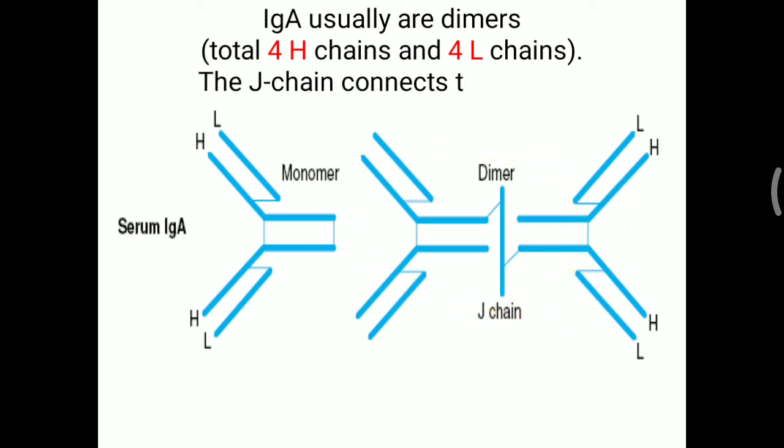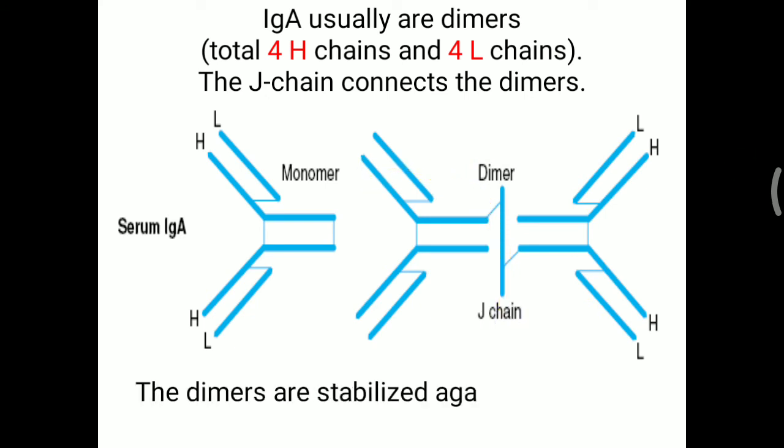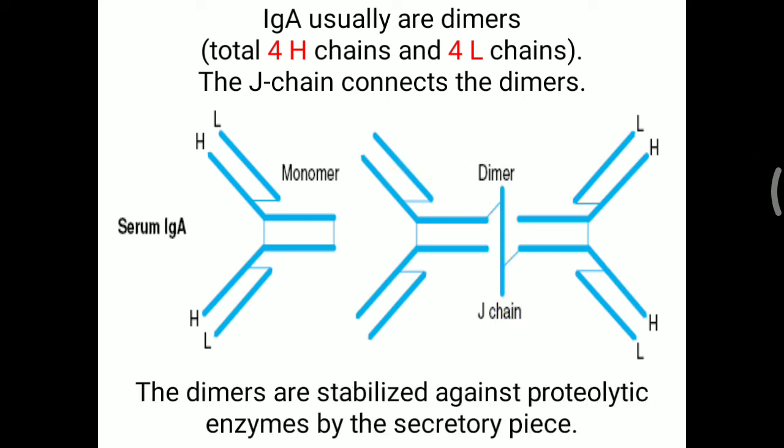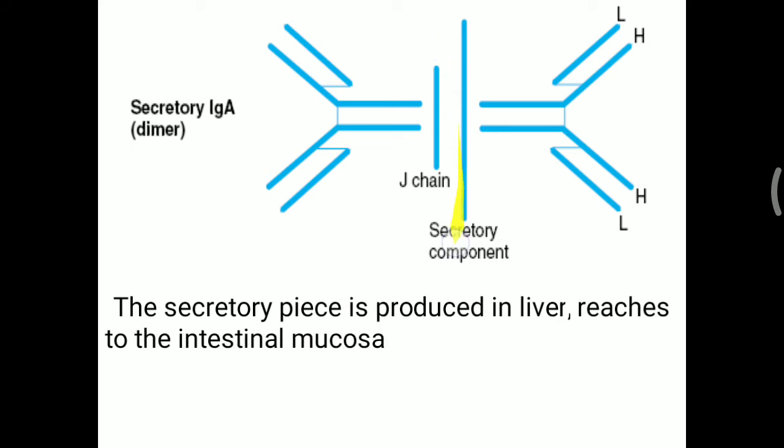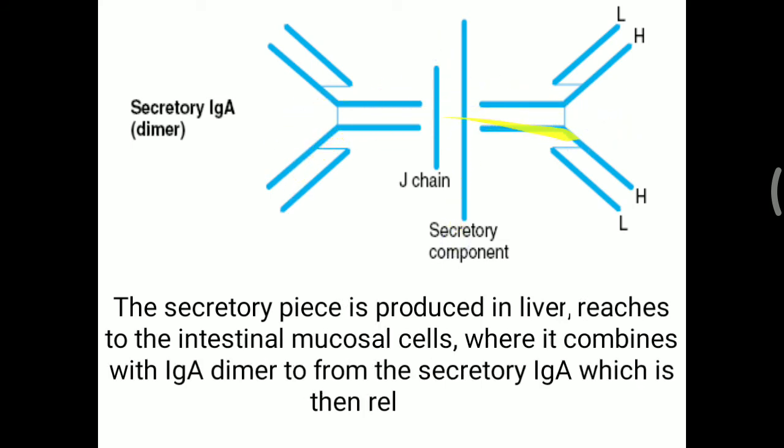Now further, there is a J chain that is connecting these two units of immunoglobulin A, and it is making a dimer. Apart from this J chain, there is one more unit called the secretory piece, and the basic function of this secretory piece is to stabilize against proteolytic enzymes. So these dimers are stabilized against proteolytic enzymes by this secretory piece that is also present on the immunoglobulin A. Here there is a secretory component present between these two units, and that is helping to prevent any proteolytic damage.